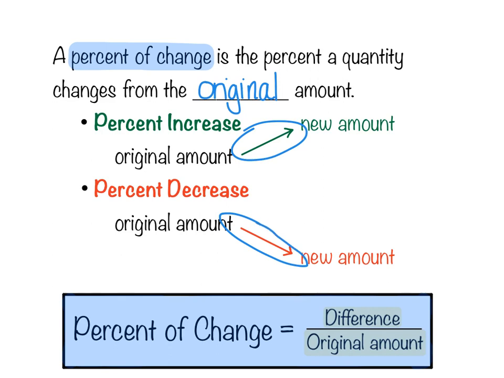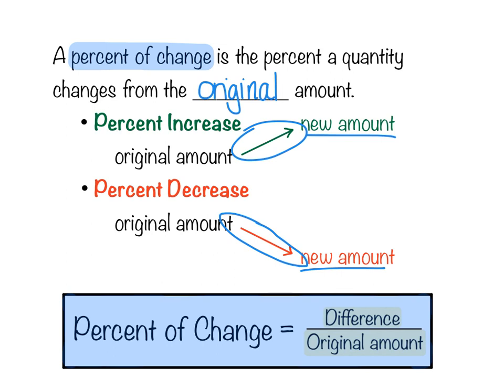So, percents of increase and decrease. For example, we could have a tax rate that goes up, and maybe we have to pay a larger amount. When we go to the store and buy something, the new amount after tax is going to be larger than the original amount. Or maybe it's been discounted. Maybe the new amount is going to be lower than the original amount if it's a discount.